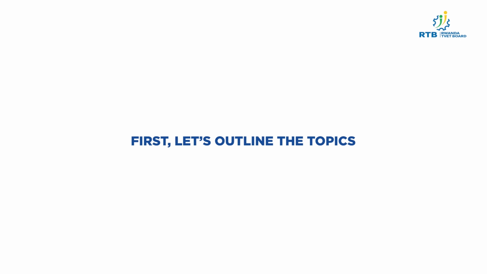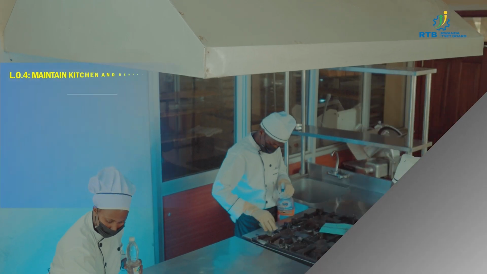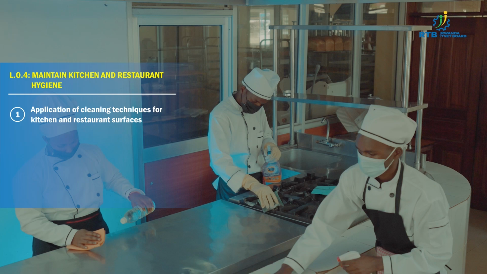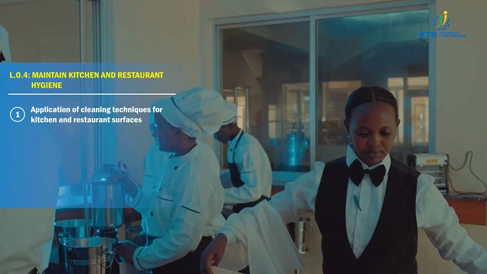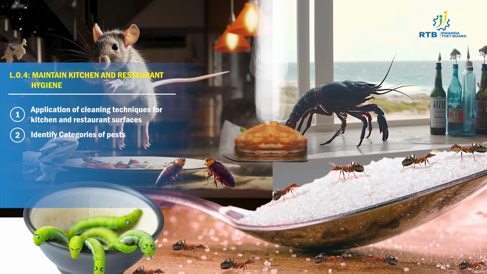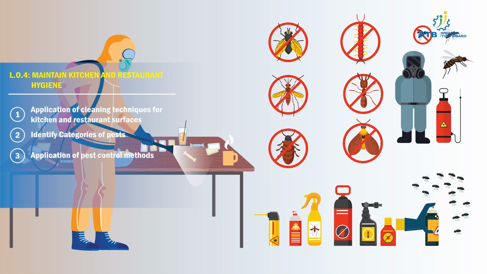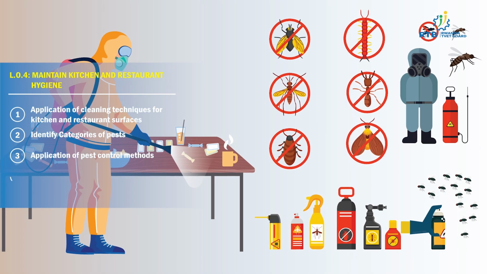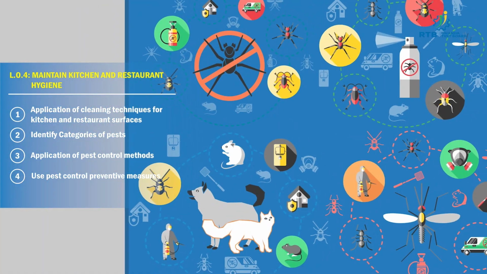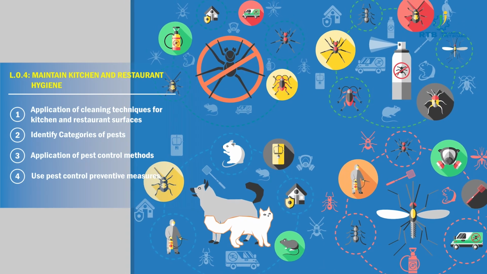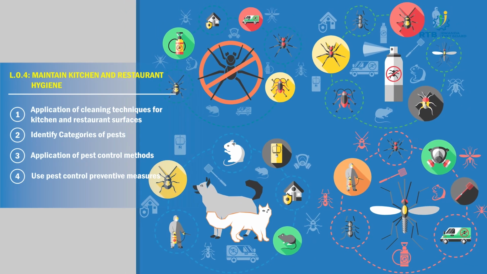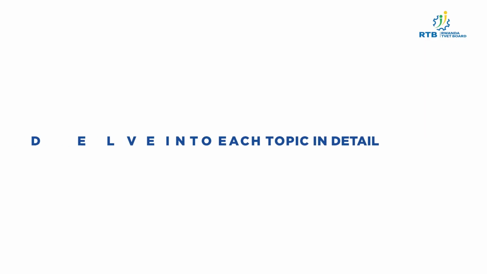First, let's outline the topics. 1. Application of cleaning techniques for kitchen and restaurant surfaces. 2. Identify categories of pests. 3. Application of pest control methods. 4. Use pest control preventive measures. Let's delve into each topic in detail.